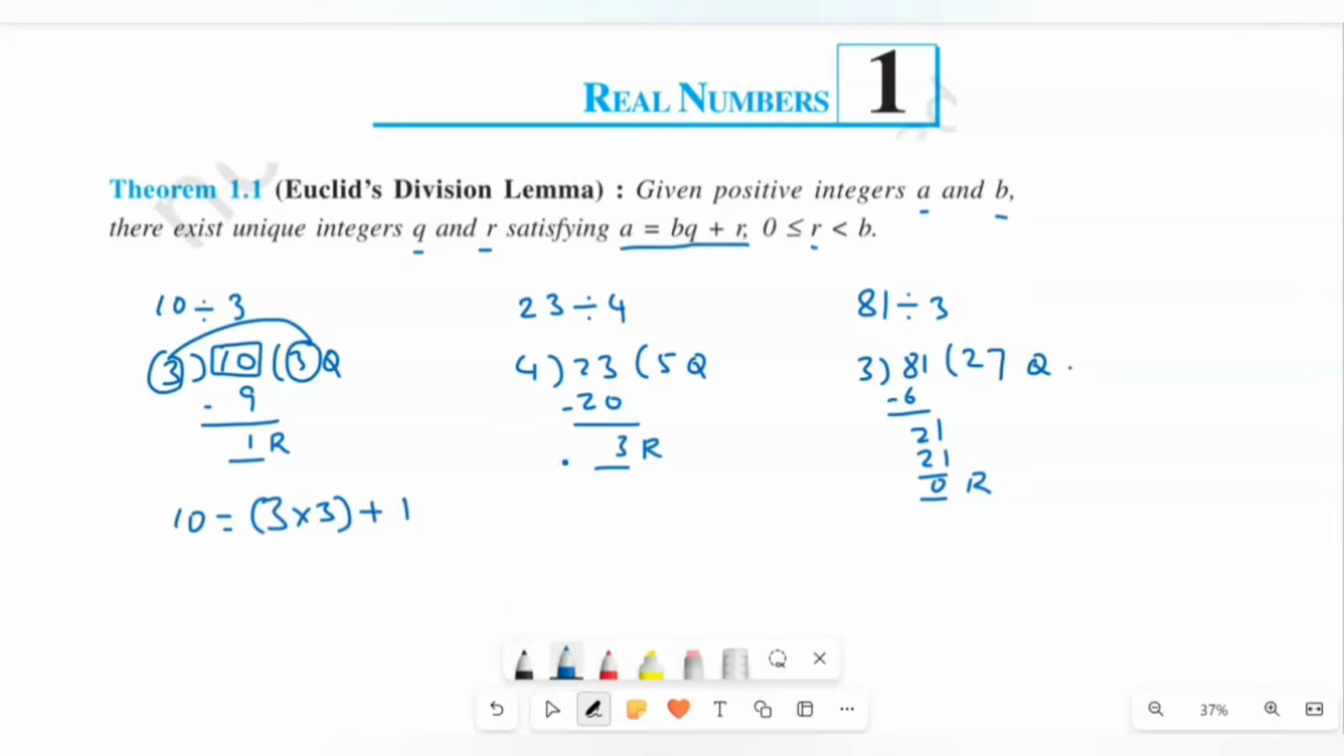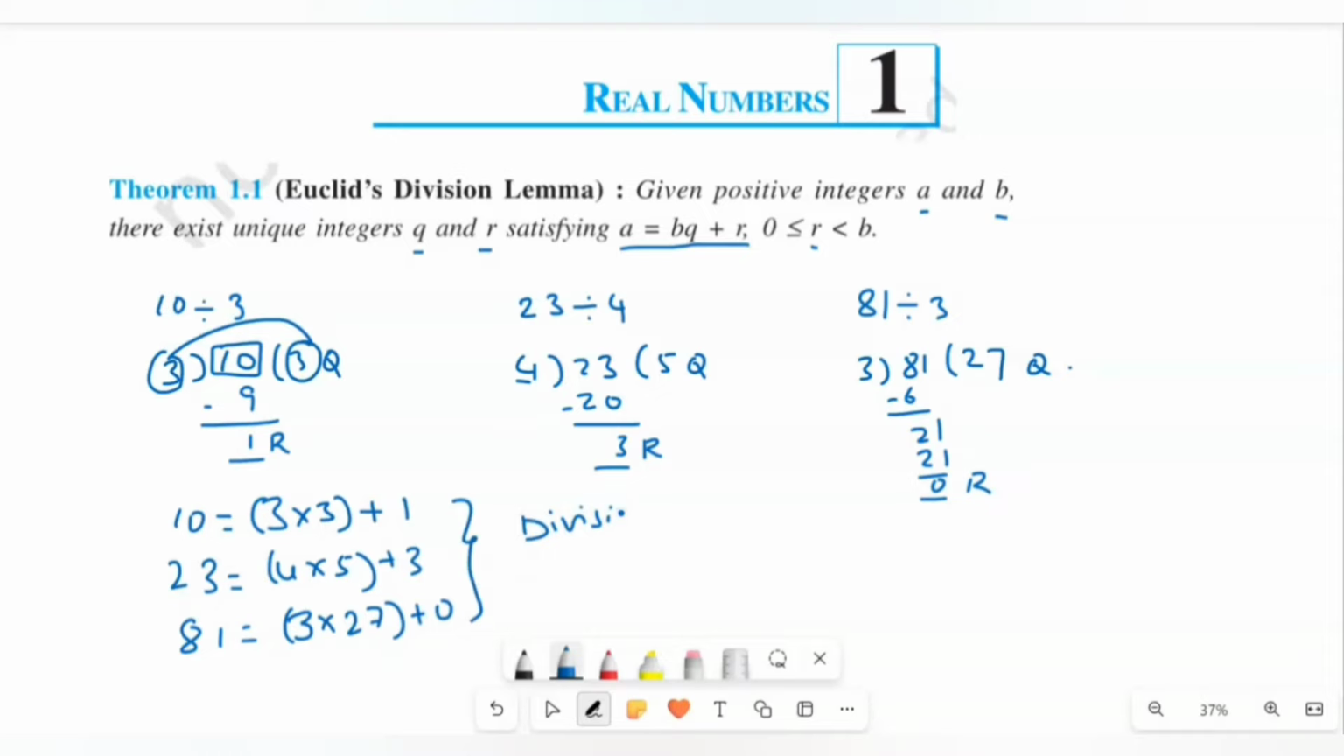Similarly, 23 divided by 4 also. We can write 23, the dividend, is equal to 4, the divisor, times quotient 5 plus remainder 3. Similarly 81, the dividend, is equal to divisor 3 multiplied by the quotient 27 plus remainder 0 here. So this is nothing but what we call the division algorithm.